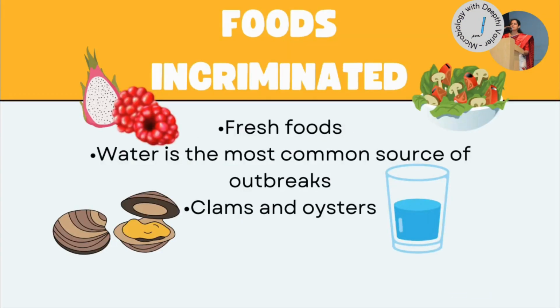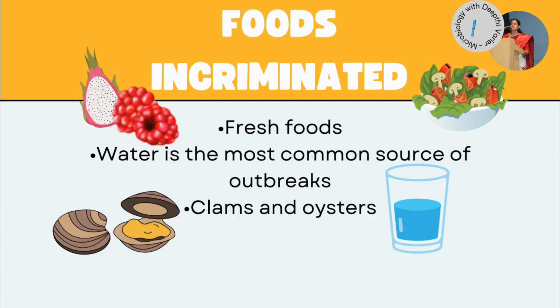Now, this virus is usually associated with foods which are fresh in nature. Fresh foods like raspberries or salads like coleslaw, green salads, potato salads, even fresh cut fruits are very commonly associated with this virus. The other foods associated with the virus are clams and oysters. When clams and oysters or any other kind of seafood is served raw or is not sufficiently steamed, again it becomes a food that has chances of carrying the virus.